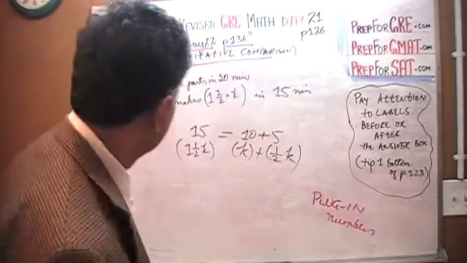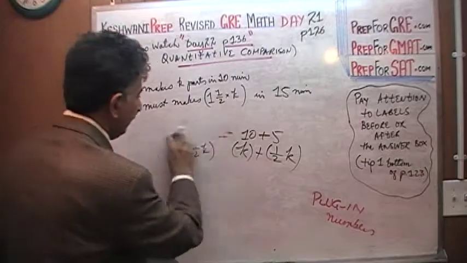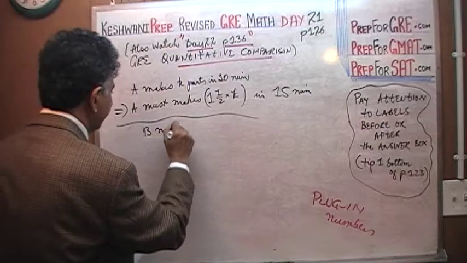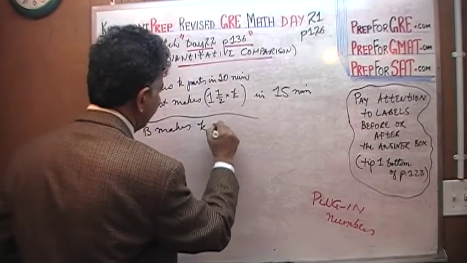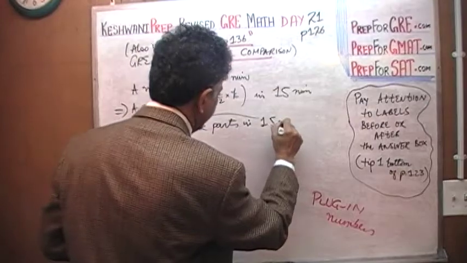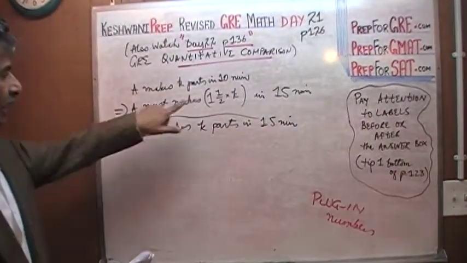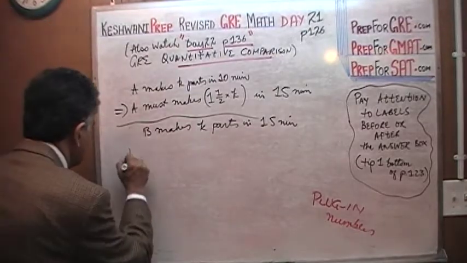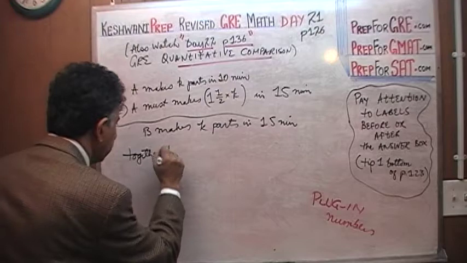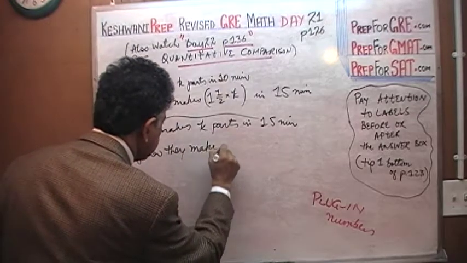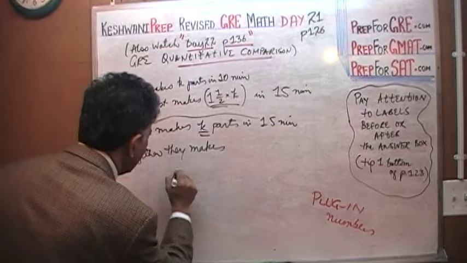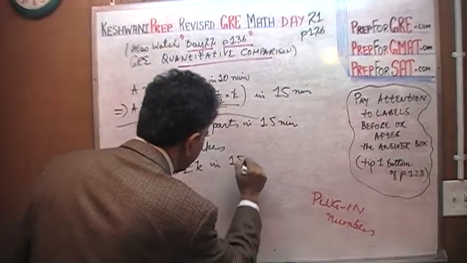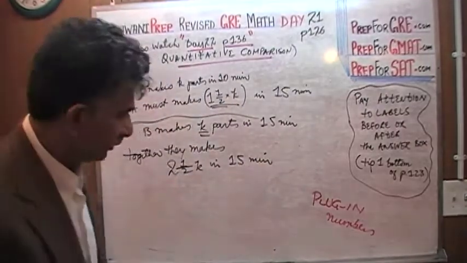Let's look at machine B. That was just for explanation. B makes k parts in 15 minutes. So A makes 1.5 k in 15 minutes. B makes k parts in 15 minutes. Together they make 1k and 1.5k, 2.5k in 15 minutes. Okay, now watch what happens.